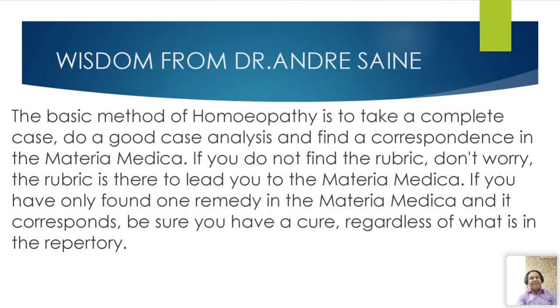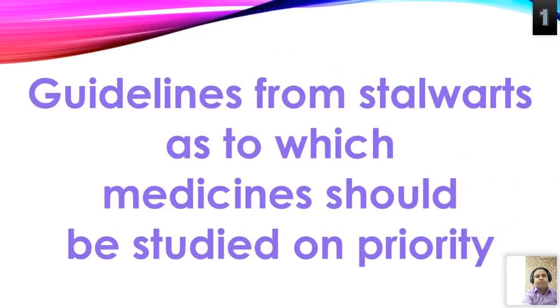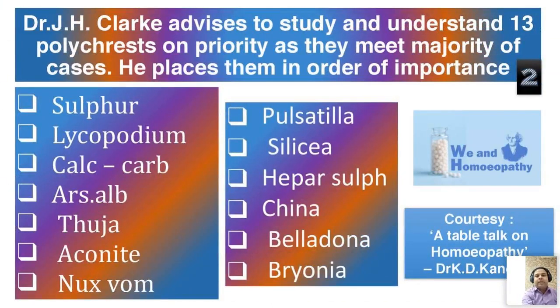I won't ask you to type. This is very logical. So our stalwarts have given a list of remedies. A list of 144 remedies can be compiled. Dr. K.D. Kanodia has compiled this list. So we'll move towards the list. Next, please, Dr. Ria. So, guidelines from stalwarts as to which remedies should be studied on priority. Next, please.